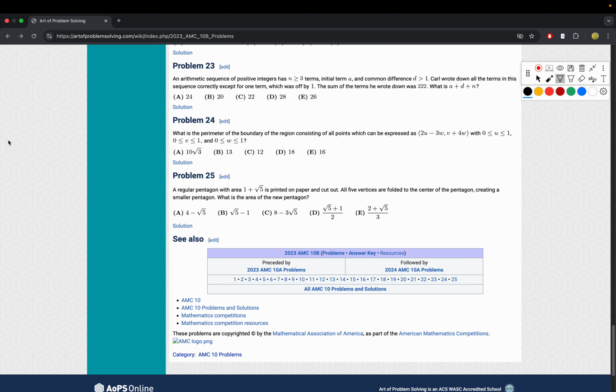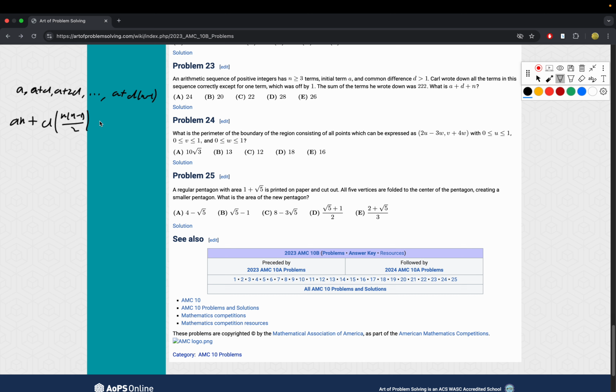Okay, so we have the terms a, a plus d, a plus 2d, until a plus d times n minus 1, right? And when we add all of them, how many a's do we have? We have n a's, so a times n plus d times 1 plus 2 plus 3 until n minus 1, which is n times n minus 1 over 2.